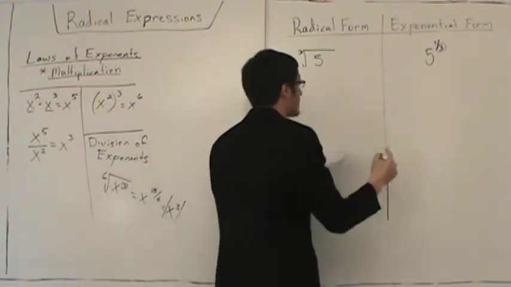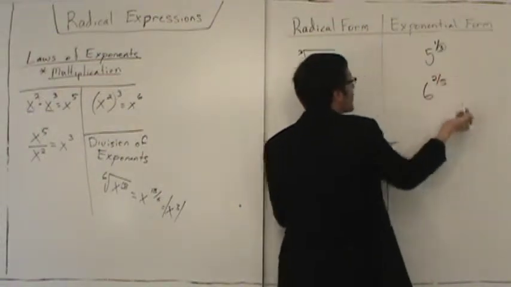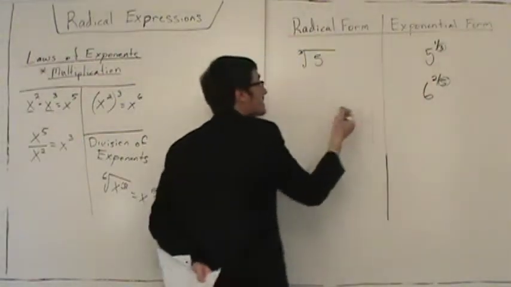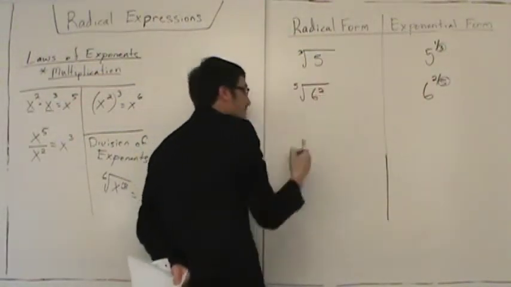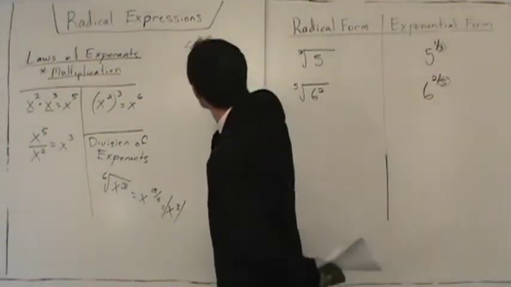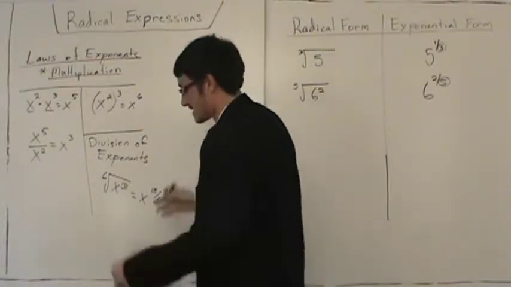Now, number 2 is 6 to the 2/5 power. We read this as an index of 5. So circle the 5. This is your index. We read this as the 5th root of 6 squared. Now, this is not the final answer. Remember, we are simplifying radical expressions. And simplify, if I can spell.